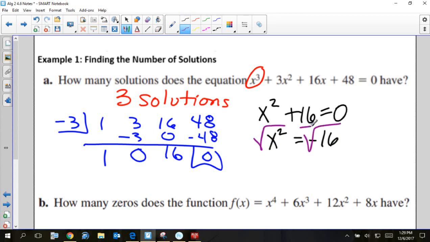What do we do when we square root both sides? Plus or minus. We get x equals plus minus square root of negative? I feel like we've seen that before. 4i. So now explain to me why we couldn't see the other 2 x-intercepts. Because they're imaginary. So there are 3 solutions. 2 of them you can't see on the graph because they're imaginary.